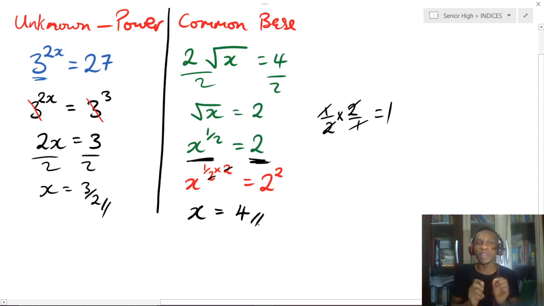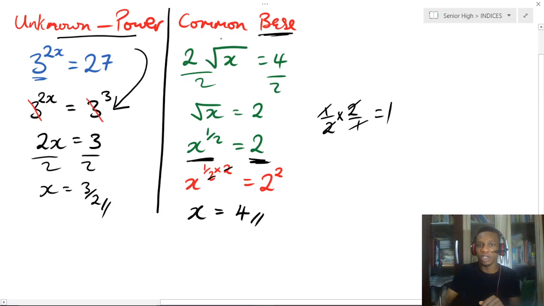So whenever we have the unknown as the base, then what do you do? You eliminate the power, like what we did here.